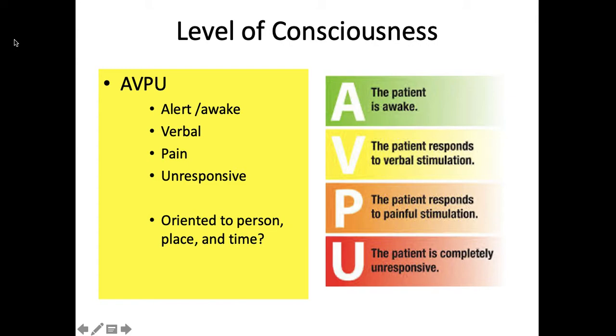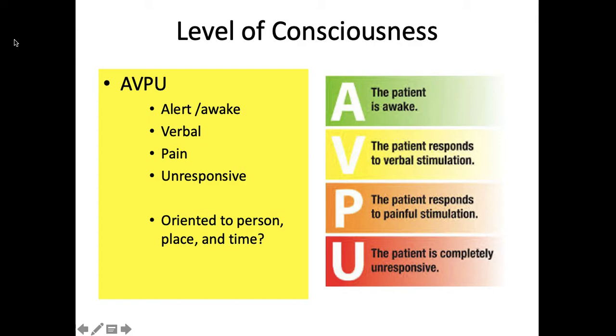If we walk in the room or we walk up to the patient and their eyes are closed and we say, "Hi, sir, my name's John, I'm here to help you," and their eyes open and they look at me, well, then now they're V on the AVPU scale. They respond to verbal stimuli by opening their eyes. At that point, you could ask, "What's your name? Where are we right now? And what time of day is it or what month is it?"